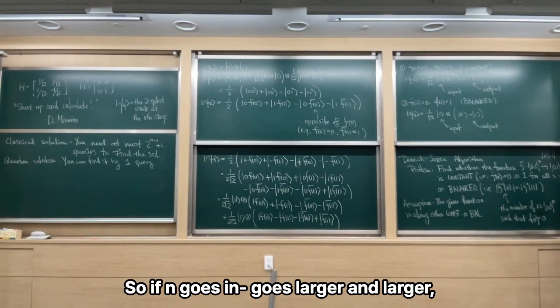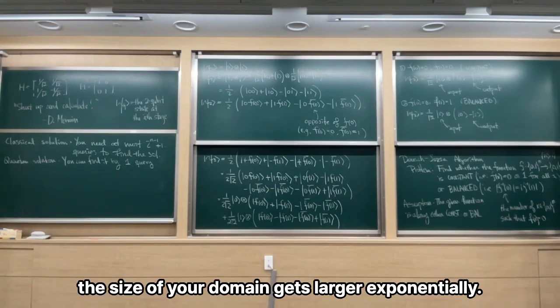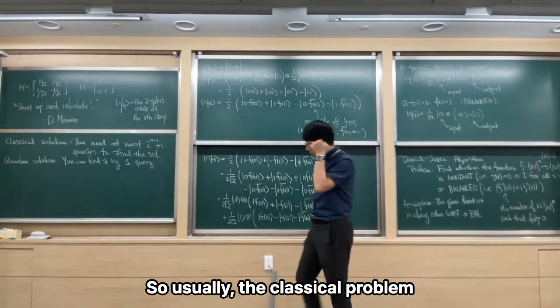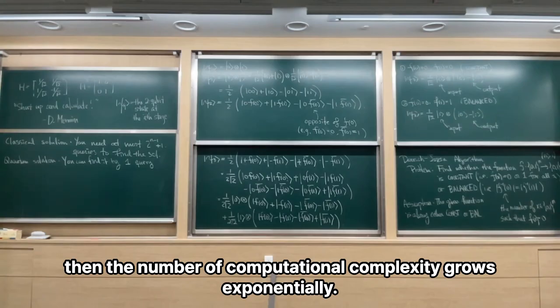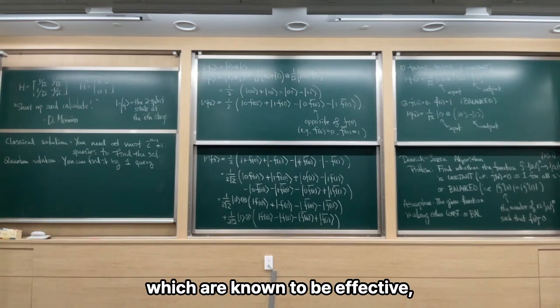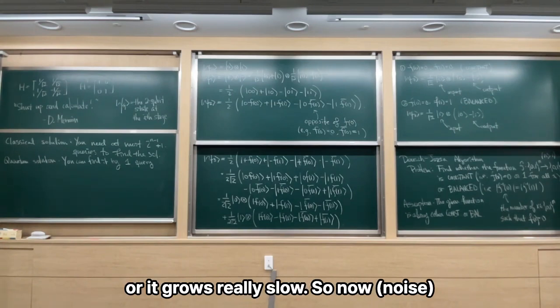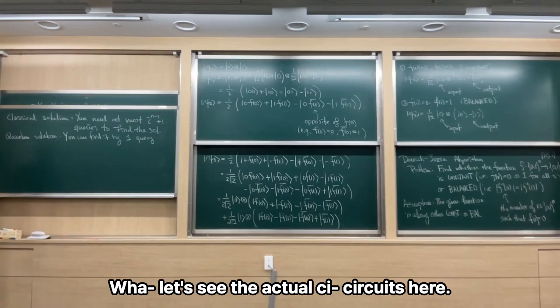So if n gets larger and larger, the size of your domain grows exponentially. Usually a classical problem like an NP-hard problem is like this: as the size of the problem increases, the computational complexity grows exponentially. But most quantum algorithms which are known to be effective are something like this: it doesn't depend on the size, or it grows really slowly. So now let's see the actual circuit here.